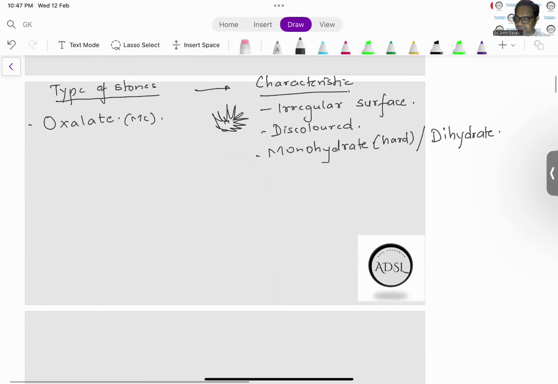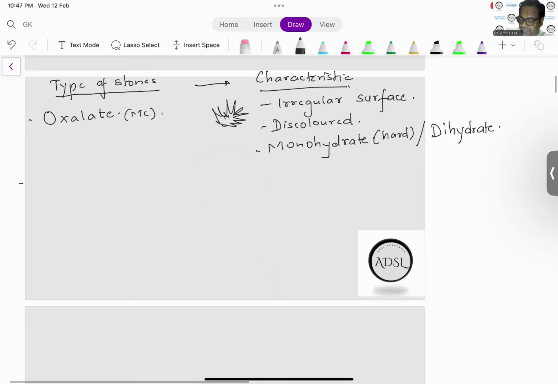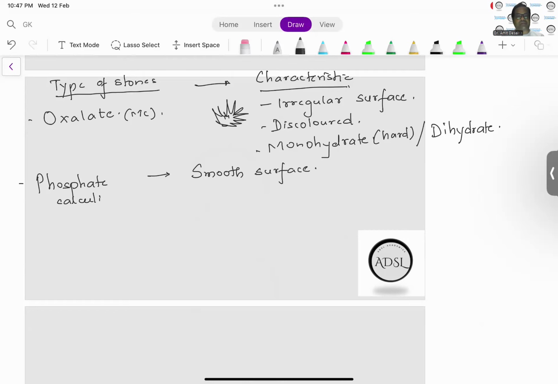The other type of calculi that we see are the phosphate calculi. Just now we said phosphate calculi. Now, how are they? These are smooth surfaced. What else is the characteristic? Because they are smooth surfaced, they don't usually have any bleeding, and so they are white in color. Sometimes we call it dirty white in color.